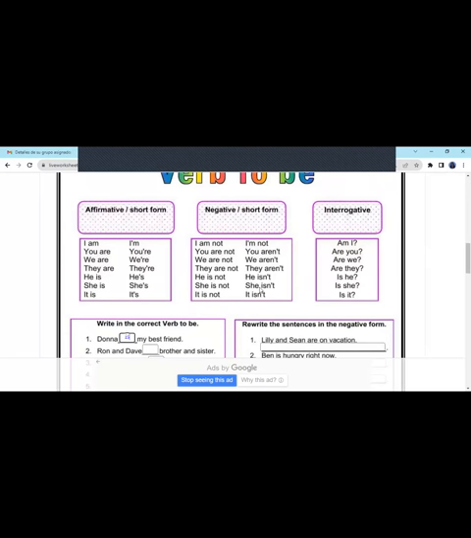For example, in the first part says, write in the correct verb to be. For example, Donna, when you are talking about she, you're gonna use is. Donna is, very good. The next one, Rom and they are. Okay, very good. My grandmother, 90 years old. Is, very good.